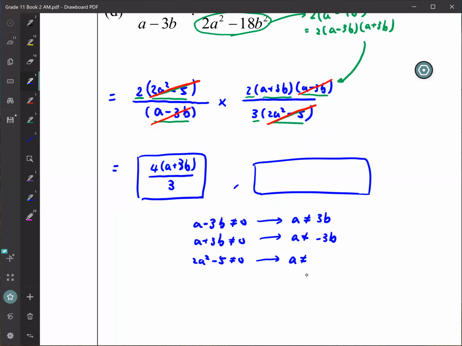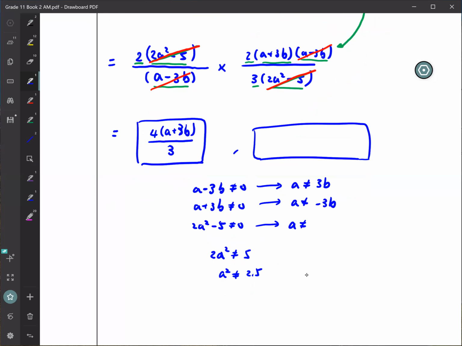Would you move the 5 over? So it becomes 2a squared cannot equal to 5. And then what do you do after that? You gotta divide it by 2. Yeah, so you get A squared cannot equal to 2.5. Yeah, very good. And then you have to square root it. Yeah, square root both sides, right? So A cannot equal the square root of 2.5. Okay. And are we missing anything when we square root? The plus minus. Yes, very good. Okay, so this question, in fact, you get 4 restrictions.